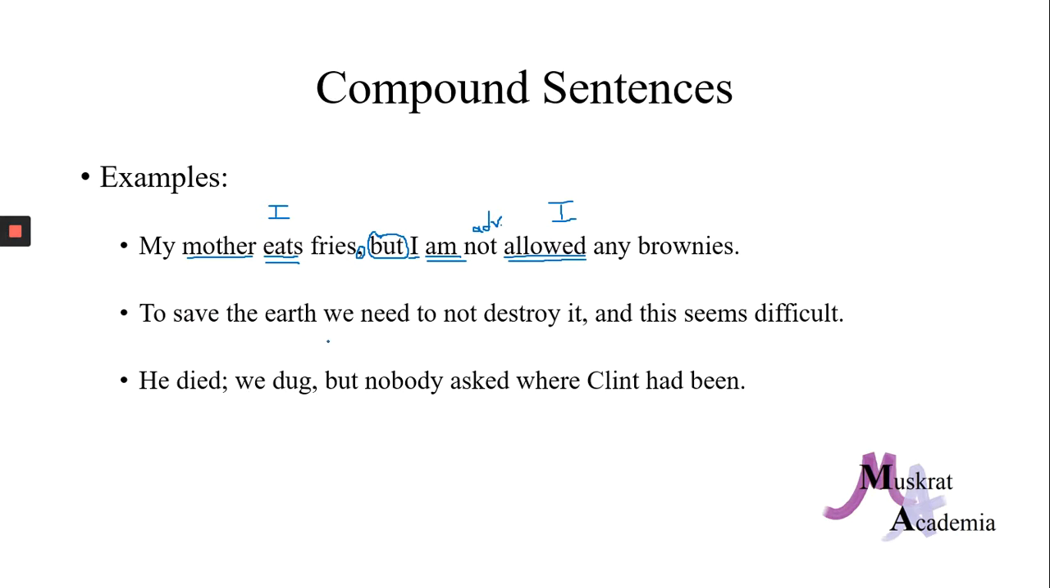To save the earth, we need to not destroy it, and this seems difficult. So to save is our infinitive phrase there. We need to not destroy it. To not destroy is another infinitive phrase, except this not, again, is working as an adverb. It's just kind of put in the infinitive. To not destroy it. The earth, and this seems difficult. Oh, comma, conjunction. Conjunction, what's your function?